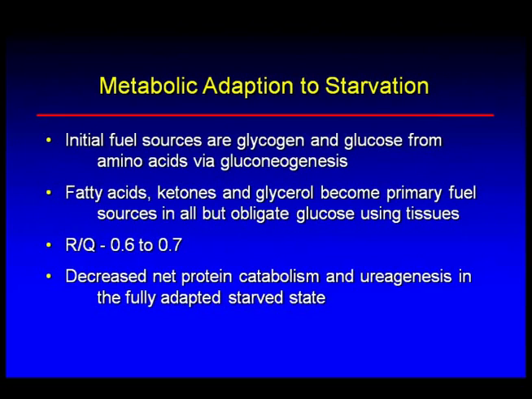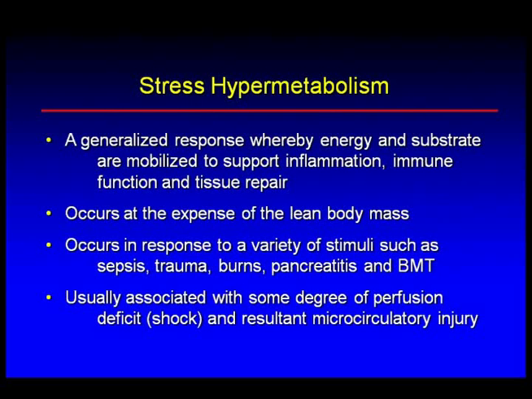Now, this metabolic adaptation to starvation, the initial fuel sources when we don't eat are glycogen, which of course is consumed within about 24 hours, followed by glucose, which is synthesized from amino acids via gluconeogenesis, and that glucose becomes the primary fuel source for the next 3 to 5 days. Only in the fully adapted starved state that occurs at about 5 to 7 days after one quits eating, fatty acids, ketones, and glycerol become the primary fuel sources in all but the obligate glucose-using tissues. The obligate glucose-using tissues, of course, are brain and red blood cells.